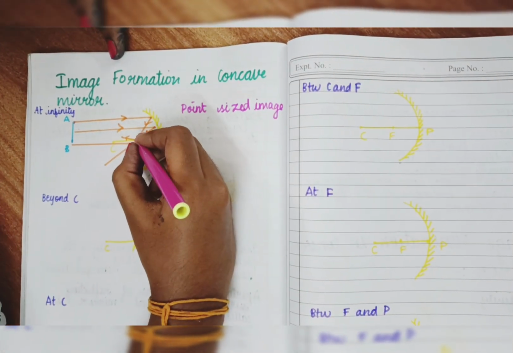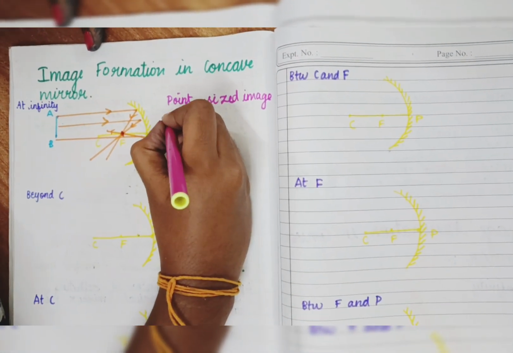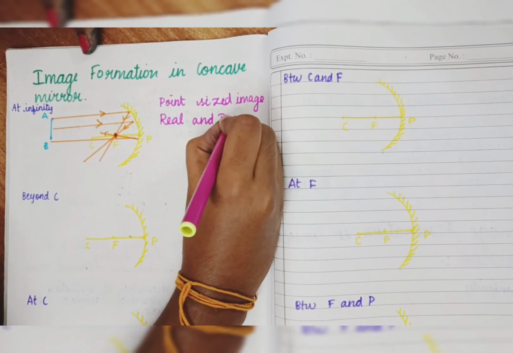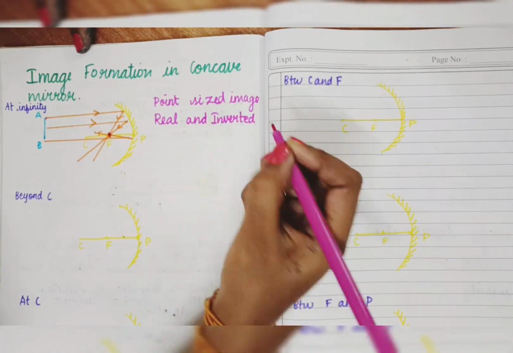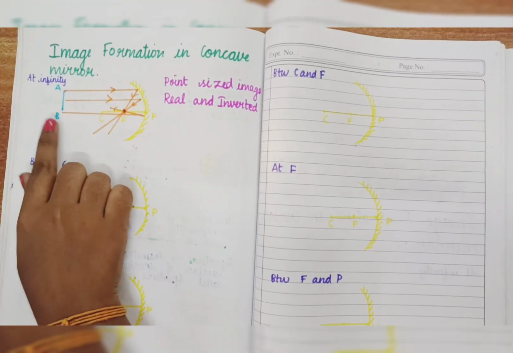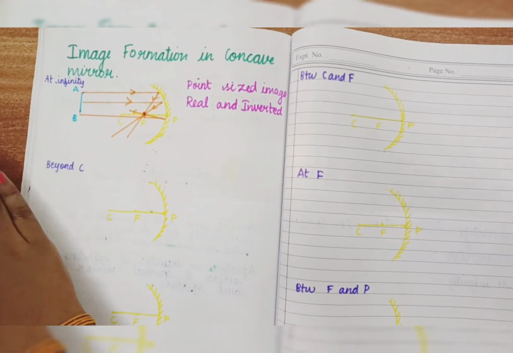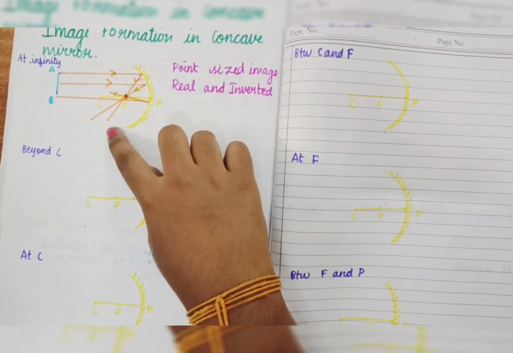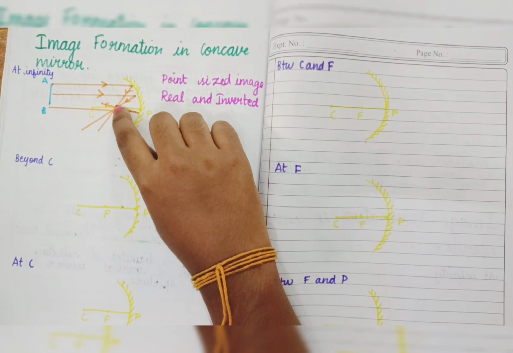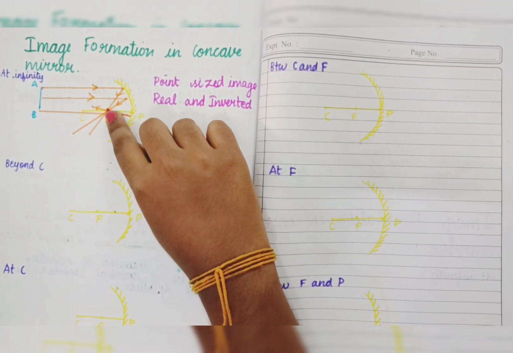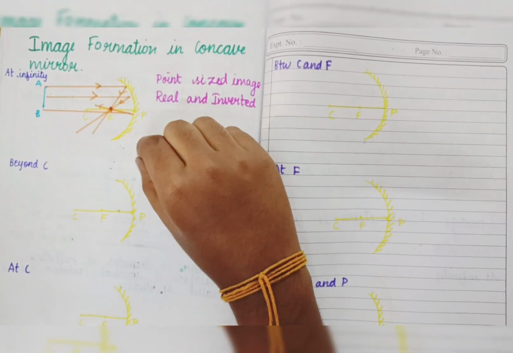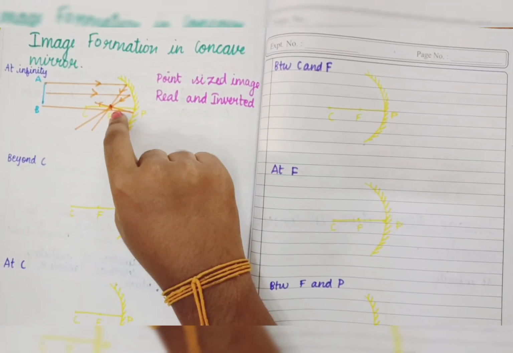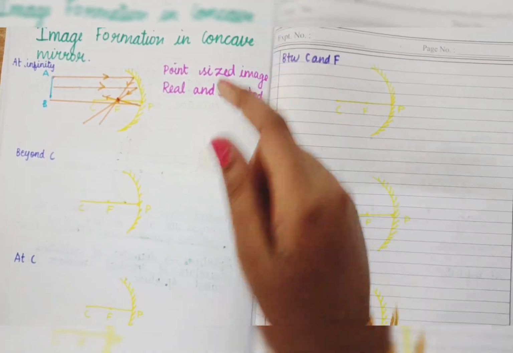The image formed is real and inverted. When the object is at infinity, the rays passing from it are parallel, and when they hit the mirror, all the reflected rays meet at the point called focus. So that's why the image formed is too small. That's why we say that it is a point sized image. The image formed is real and inverted.